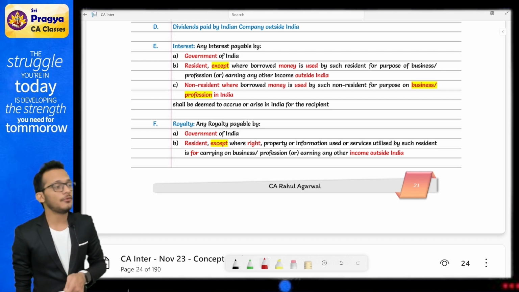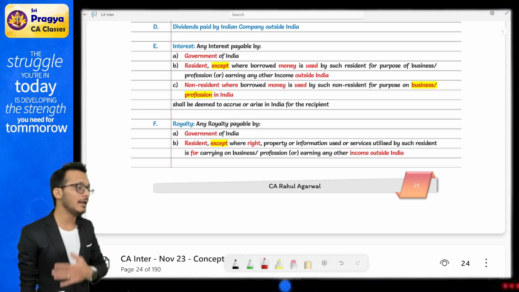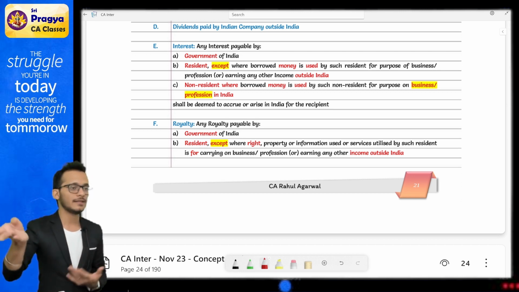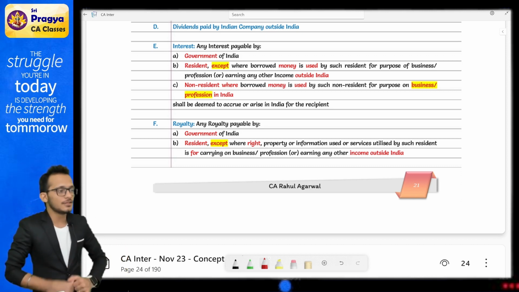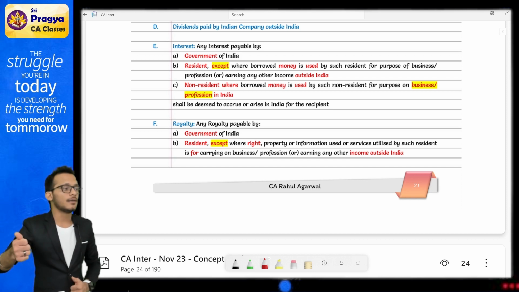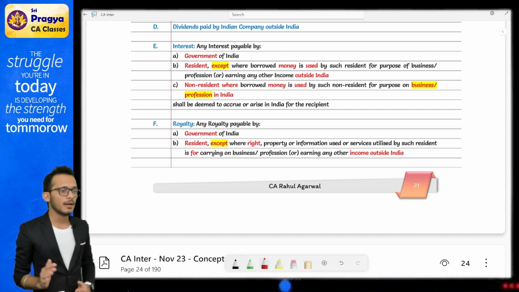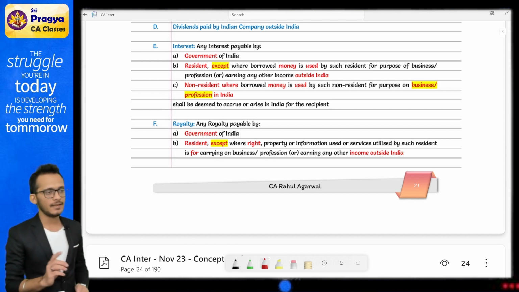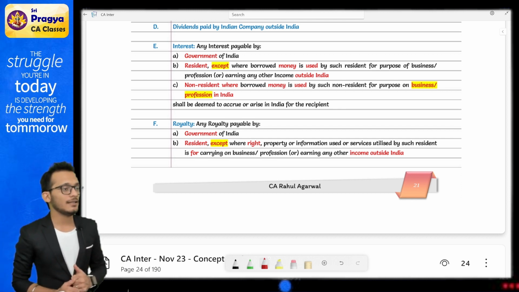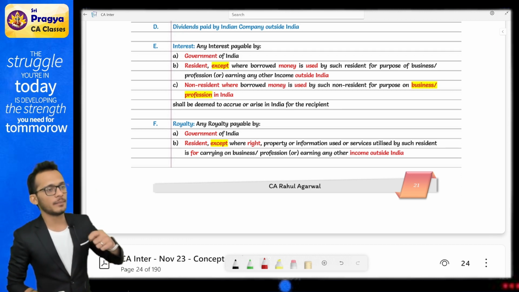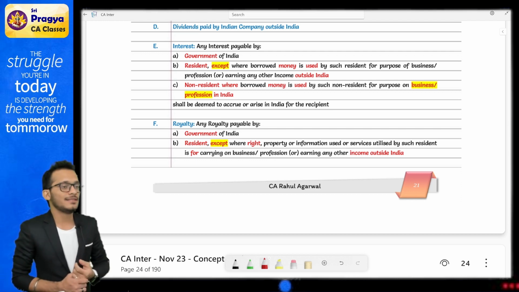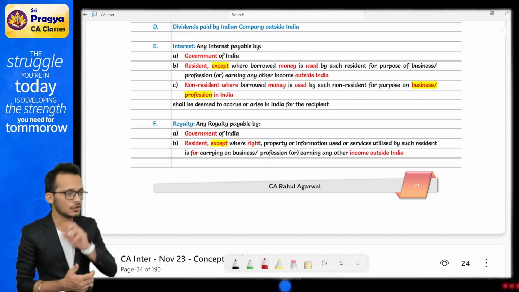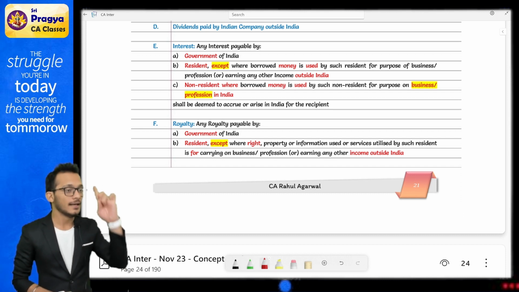If you are getting the money from a non-resident, think about it. I am paying as a non-resident, person receiving is also non-resident. Normally it will be not taxable. But if it is established that this non-resident is going to use the loan or the services in India, then it will become taxable in India. But please understand, for it to become taxable in India, it has to be generating income from business or profession in India, or generating income from other sources in India. But this generating income from other sources in India is not there for interest.